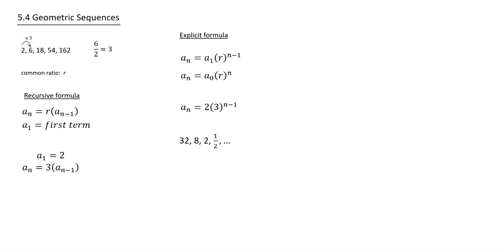Here's another sequence, 32, 8, 2, 1/2. You can see that to go from term to term, we're dividing by 4. So what are we multiplying by? We're multiplying by 1/4. Remember, the common ratio, we take any term divided by the term that came before. 8 divided by 32 is 1 over 4. 2 divided by 8 is 1 over 4. So 1 over 4 is our common ratio.